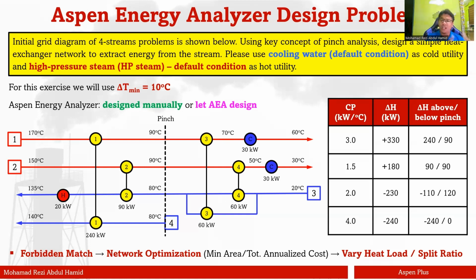And of course, I also would like to introduce you to the network optimization features, where once you have selected the network that you like, maybe we can let the software further improve the design, in a sense that it can maybe further minimize the heat exchanger area, or maybe further minimize total annualized cost. And of course, how can it do that? It has its own constraints, and what it can do is simply vary the heat load for each heat exchanger, or maybe the split ratio if it has a split stream, something like that.